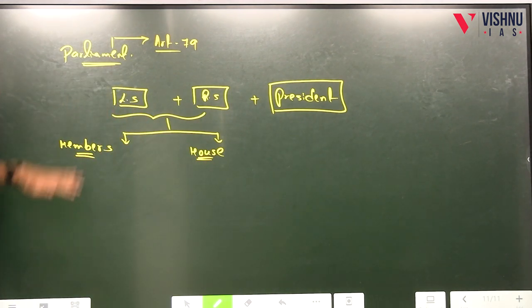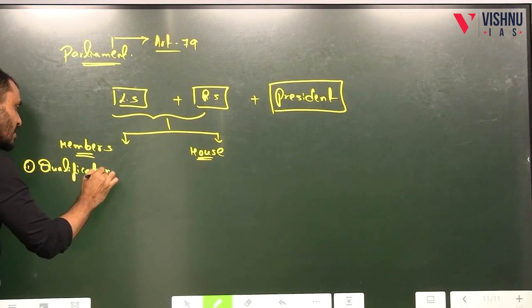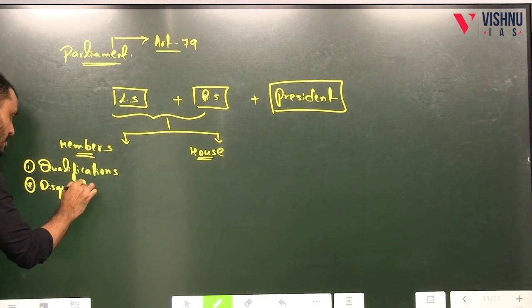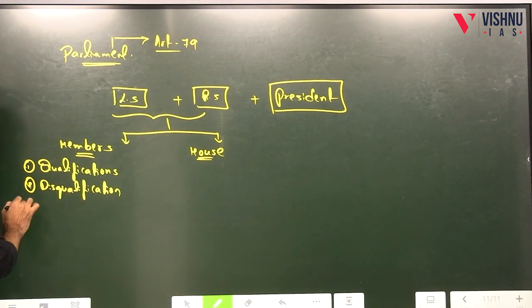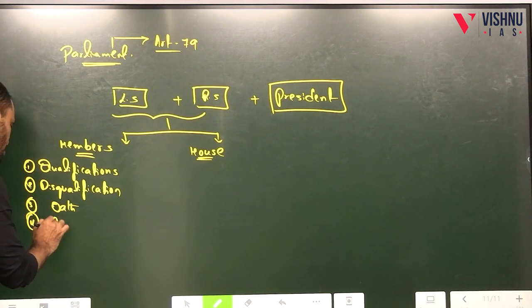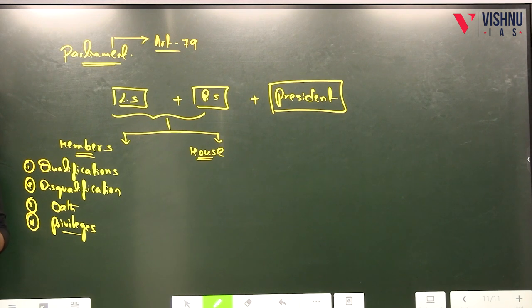When we are studying about the members, we'll study the qualifications of members. Then we'll study about the disqualification of members, how the members will get disqualified. We'll also study about the oath of members, who will administer the oath and how the members will take it. And some special rights related to members, known as privileges, we'll discuss as well.